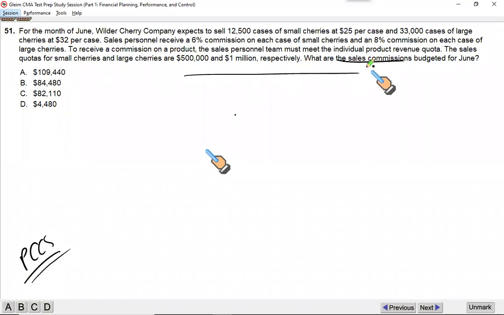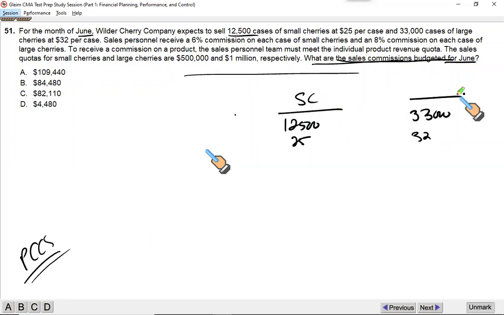Okay. So here we have to estimate what are the sales commission budgeted for June. Clearly a non-manufacturing budget. For the month of June, Wilter Cherry Company expects to sell 12,500 cases of small cherries at the rate of 25 each and 33,000 cases of large cherries at 32 per case. These are the two items we have: small cherries and large cherries. And this is the anticipated sale. Sales personnel receive a commission of 6% on each case of small cherry. This is the commission percentage for sales, and 8% commission on each case of large cherries.